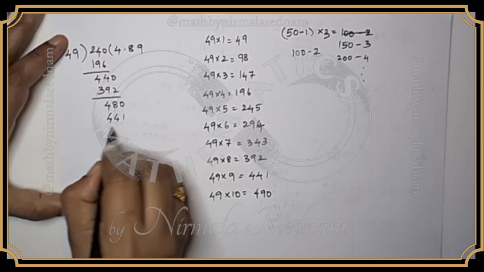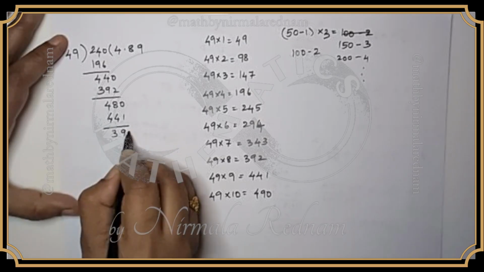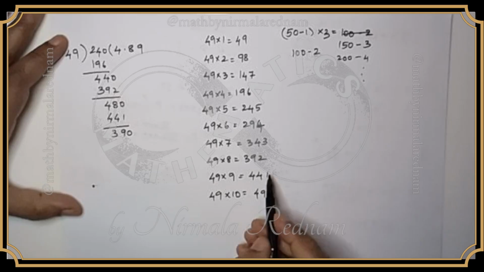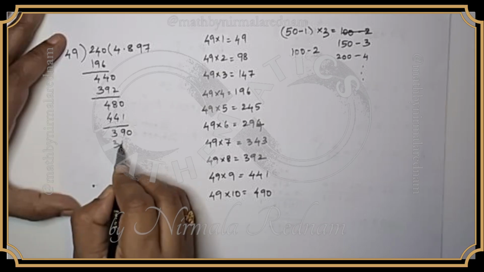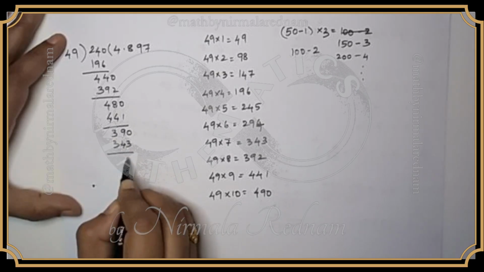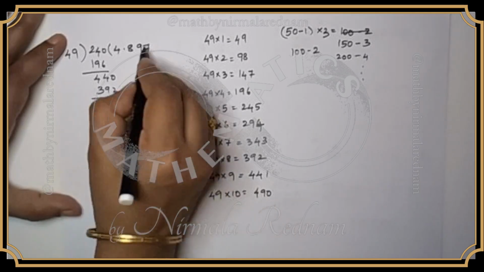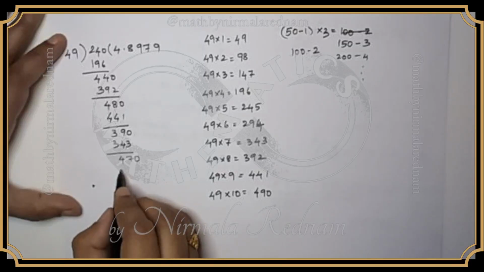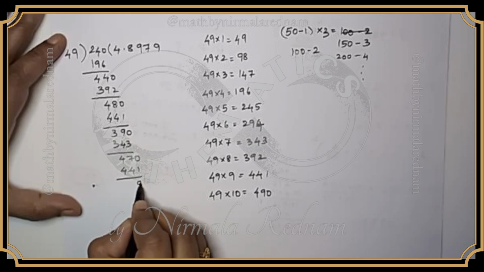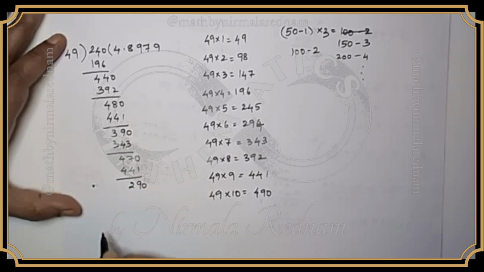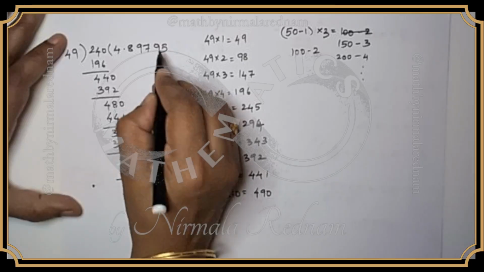441, 9, 3, take a 0, and 390 is 7s, 343, okay, 7, 4, 470 is 9s, 441. So I have a 9 and a 2. Now 290 is 5.